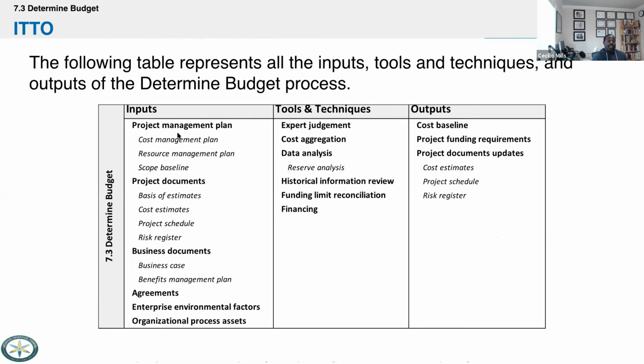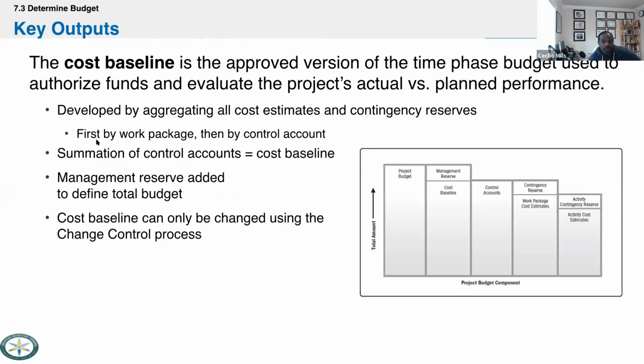All right, so we'll look at these tools and techniques. We'll look at contracts. Now we're going to take that into account. We're going to take the cost estimates that we just created and a bevy of other documents. We'll use cost aggregation. We'll analyze this data. We'll look at historical information. And then the output will be the cost baseline. So let's jump in. Let's start with the output and work backwards.